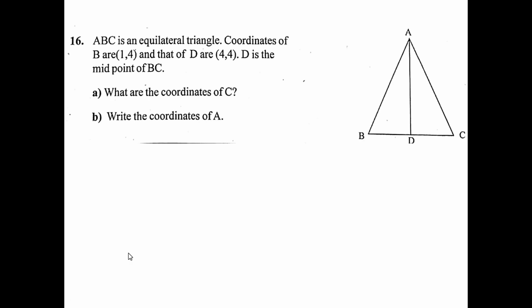16th problem. ABC is an equilateral triangle. Coordinates of B are 1, 4 and that of D are 4, 4. D is the midpoint of BC. What are the coordinates of C? Write the coordinates of A.